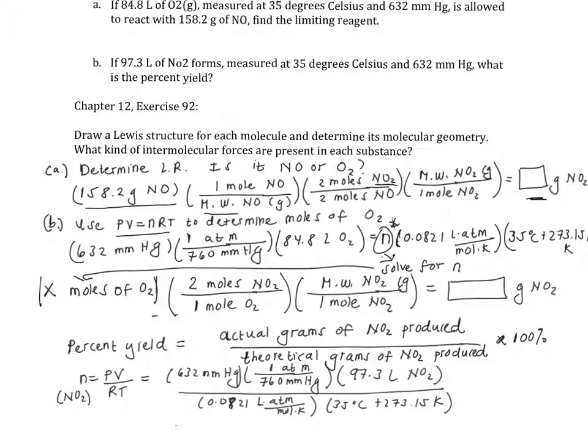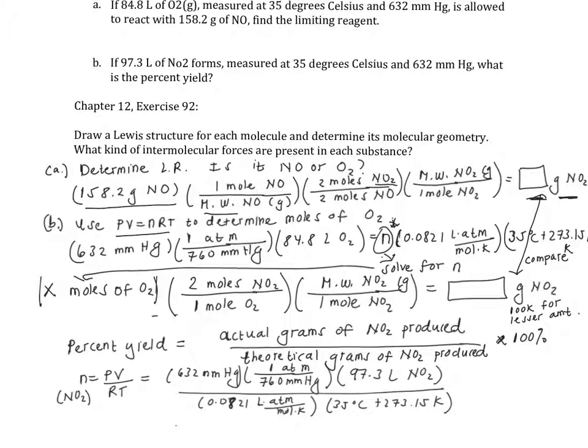So what you're going to do is compare the two amounts of nitrogen dioxide. Whatever produces the lesser amount will tell you what your limiting reagent is. So look for the lesser amount. For example, if the lesser amount is from your nitrogen monoxide, then it is your limiting reagent. If the lesser amount is from your oxygen, then oxygen is your limiting reagent.